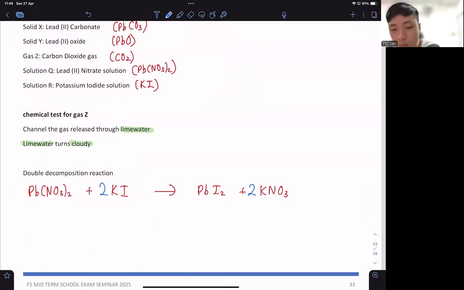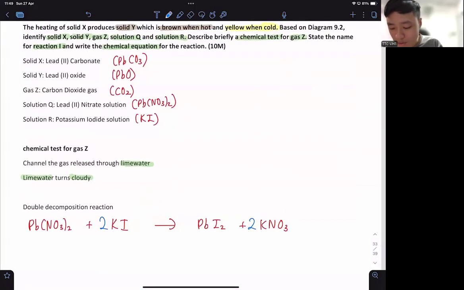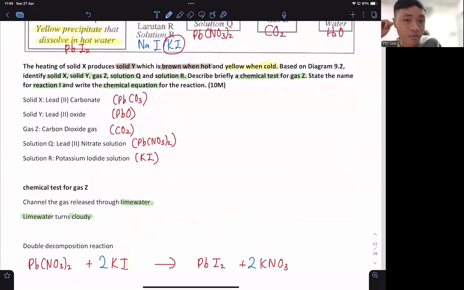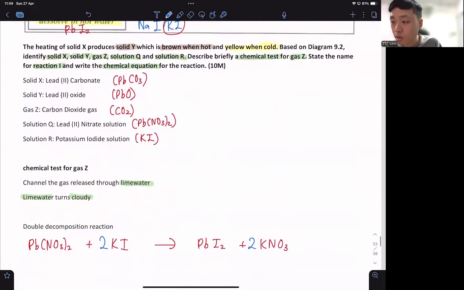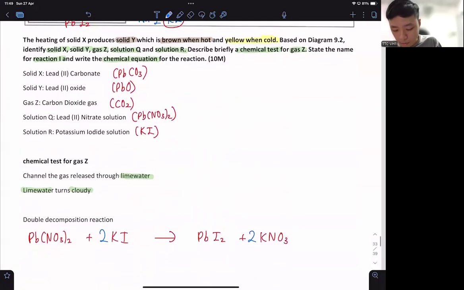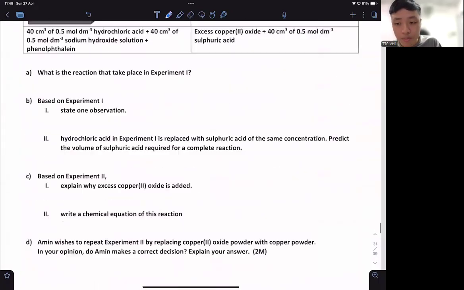Okay, if no problem, then I move on to the cation and anion tests already. Color and heating are very simple. Color and heating just like this. Of course, the other questions, there's no time to do them, so you can try to do them yourself also. If no question, then I move on.